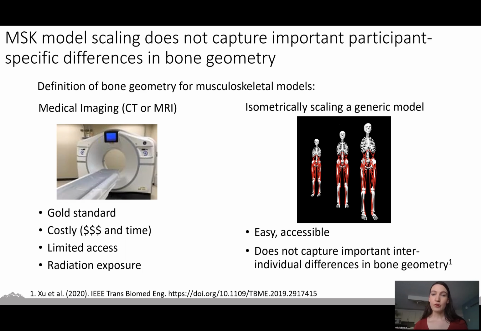As a result, it's much more common to isometrically scale a generic model. This approach is easy and accessible, which is why it's done so commonly, but it doesn't capture individual variations in bone shape.